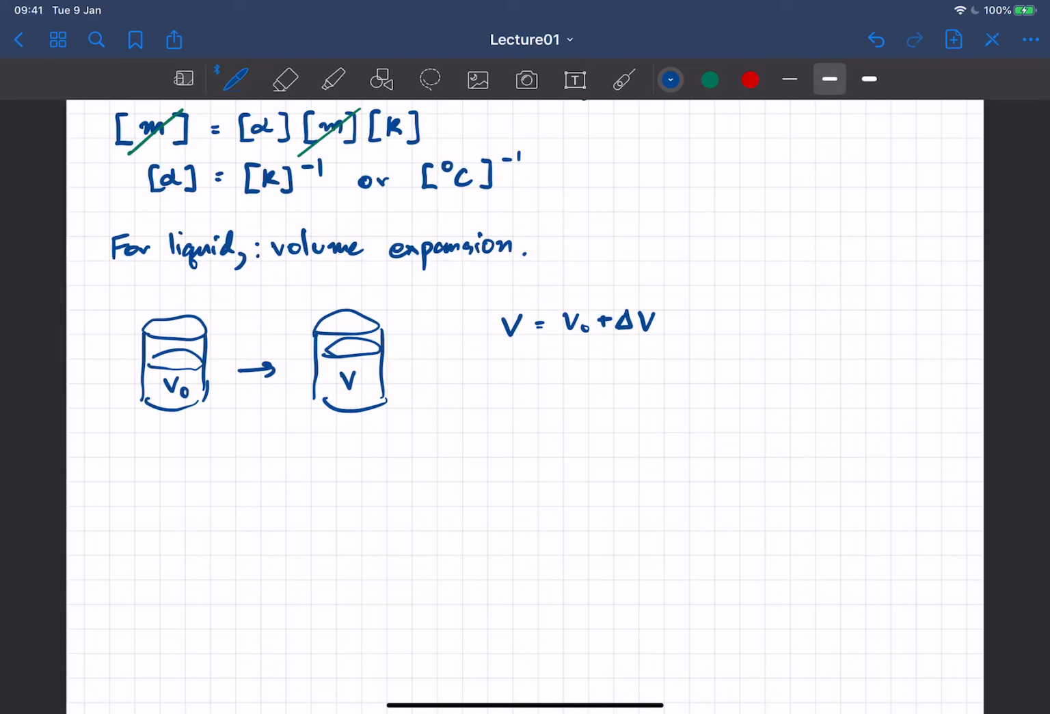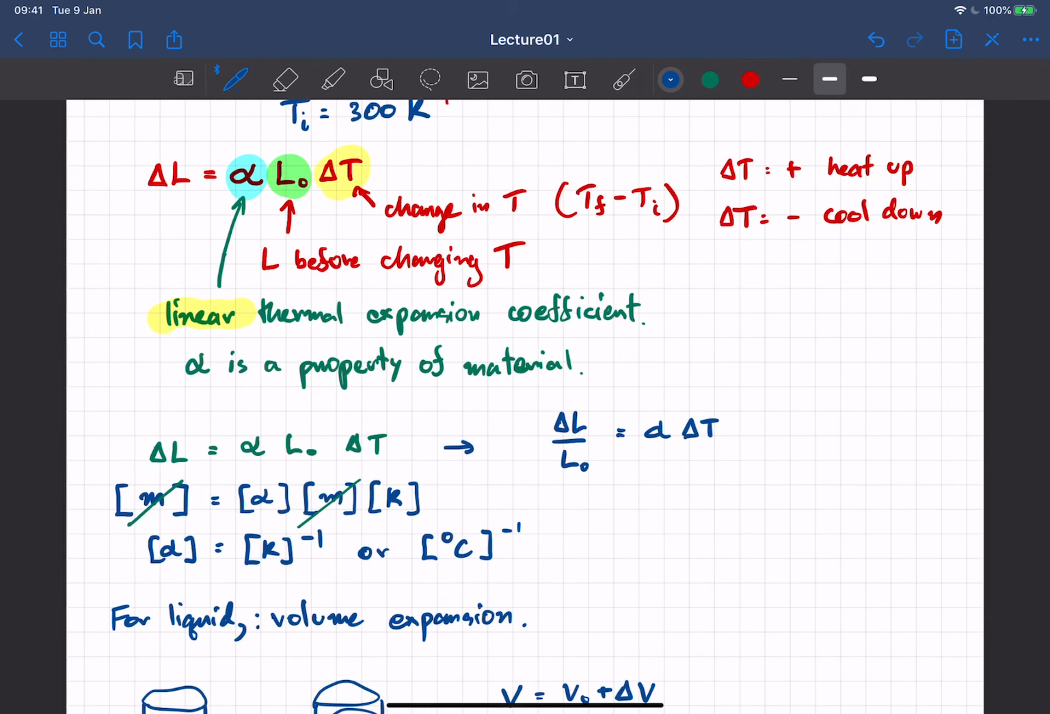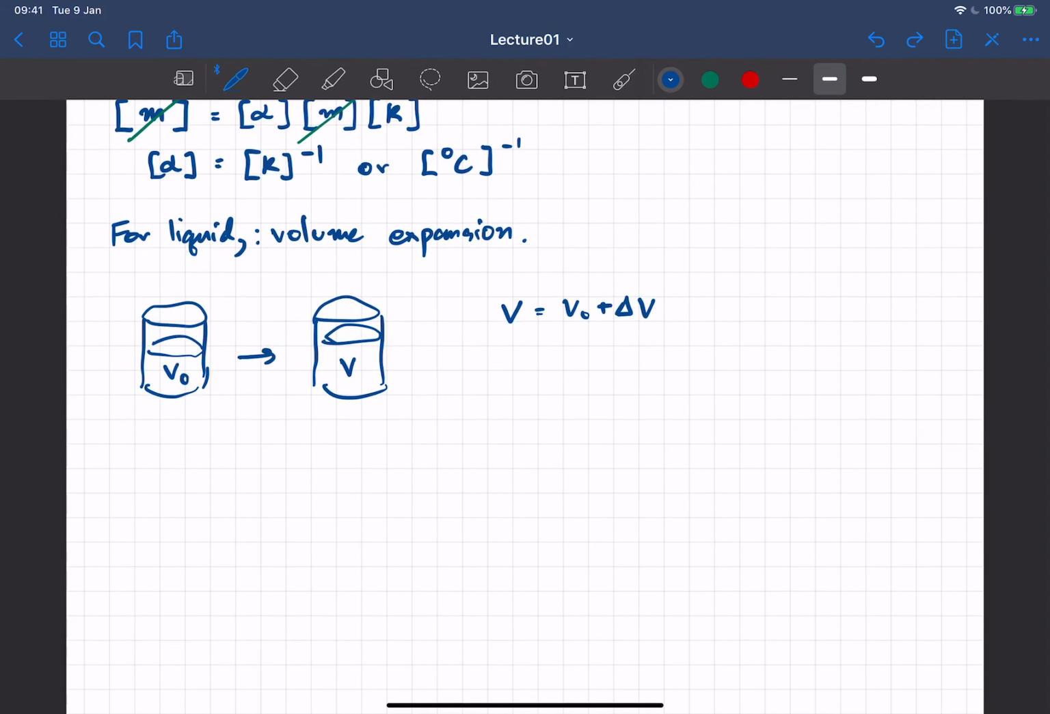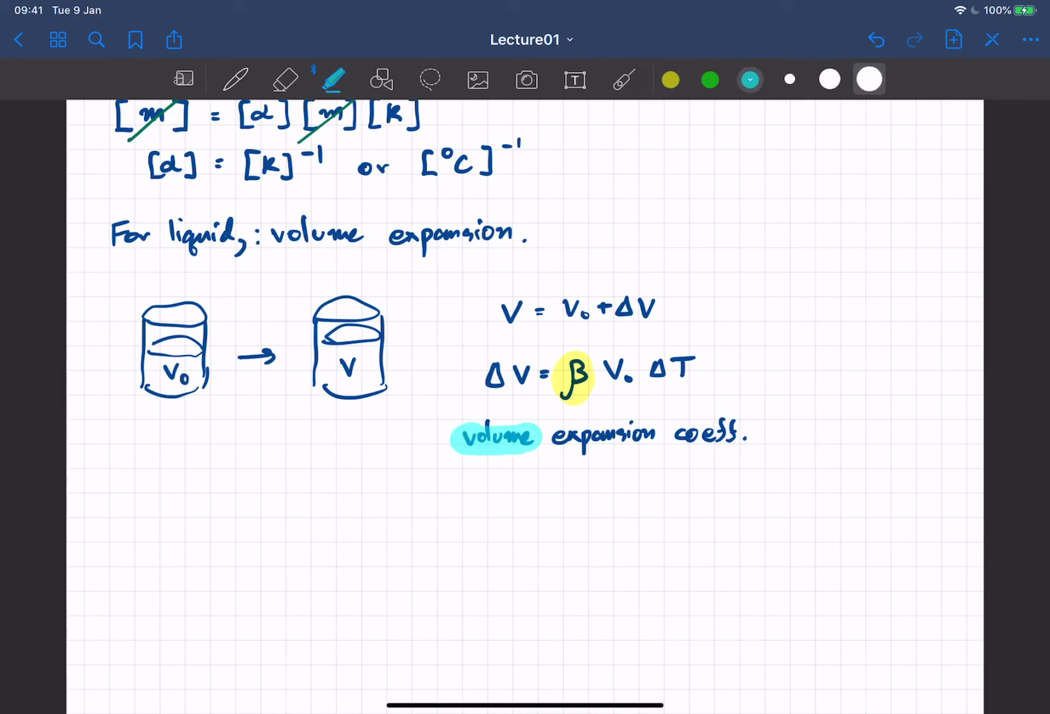So we can have something analogous to the formula that we have here. Instead of delta L, we're going to talk about delta V. So in this case, delta V is beta V0 delta T. Everything is the same except for this one. This one is no longer called the linear expansion coefficient. It's called the volume expansion coefficient. It's volume obviously because for liquid, volume is a lot easier to deal with compared to the length.